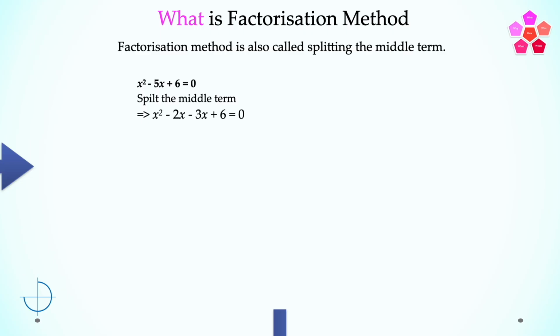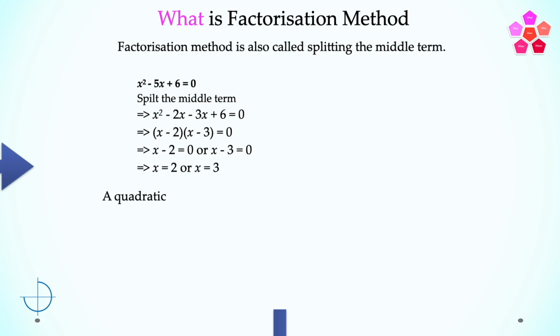Here we can take x as common and we have x minus 2 as a whole multiplied by x minus 3 as a whole is equal to 0. So we infer that x minus 2 is equal to 0 or x minus 3 is equal to 0, which implies either x is equal to 2 or x is equal to 3.